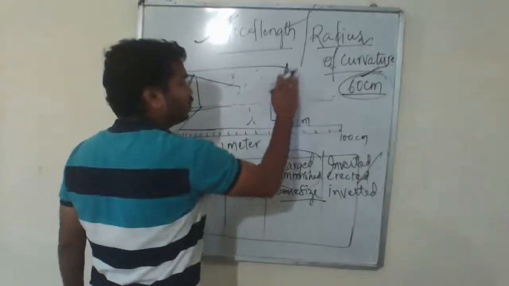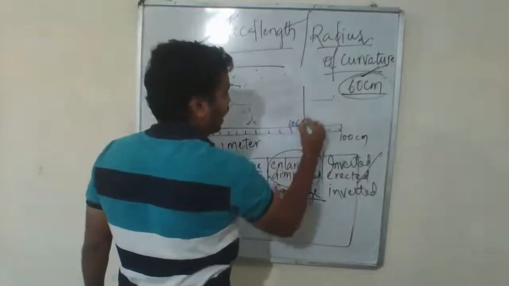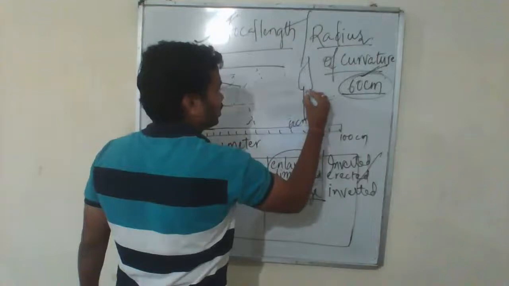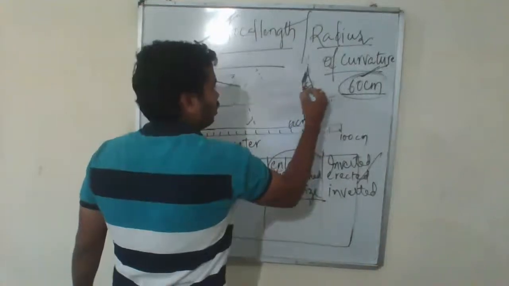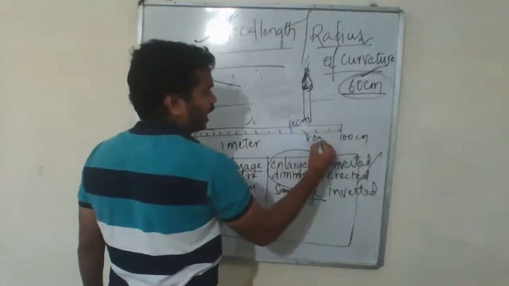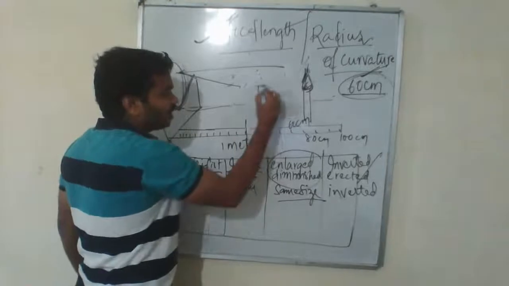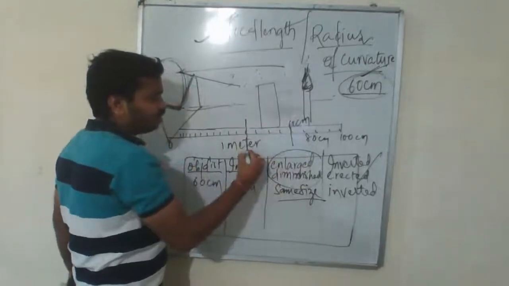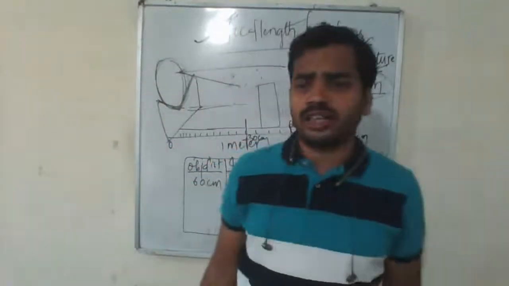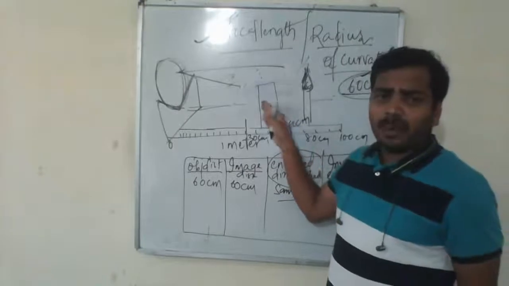What we shall do is take this candle a bit away, a little farther from the radius of curvature. We shall take this candle a bit away from the radius of curvature, that is, to 80 centimeters. Now you see the image would be formed somewhere between the radius of curvature and the focal length. The focal length is 30 centimeters. Half of the radius of curvature is the focal length. So the image forms between the focal length and the radius of curvature.